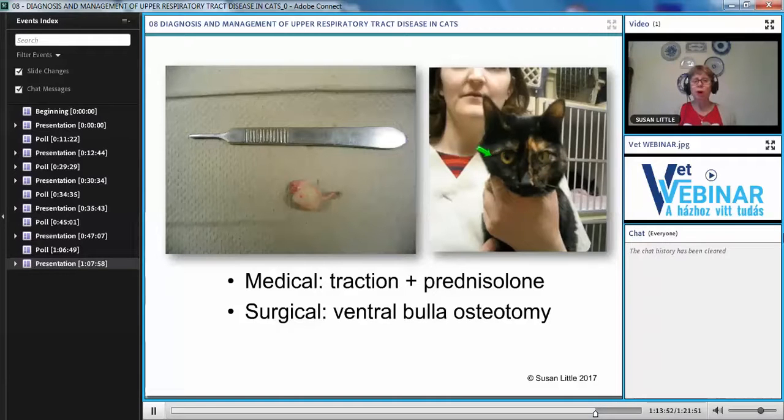And if you look at her eyes, you'll see that she has Horner syndrome. So it's not uncommon for us to see Horner syndrome for a few days after traction removal of these polyps. That will go away on its own. We usually treat them with prednisolone for 7 to 10 days afterwards. I'll usually try this medical traction plus prednisolone approach first. A few cats will need a ventral bulla osteotomy if they get recurrence. That's a pretty big surgery. So I'll usually try medical first for these kitties.